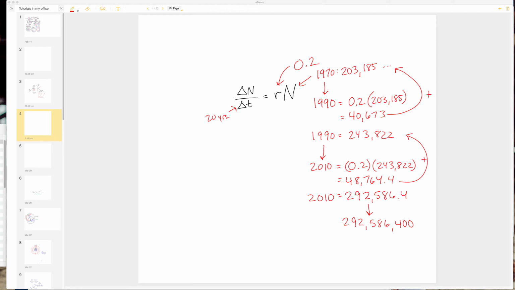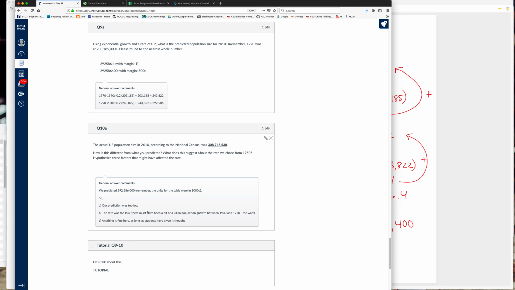But if you look at what was actually predicted, we'll pull it up here. The actual population size in 2010, according to the National Census, was 308 million. And we only had 292. Okay, so 308 million is what it actually ended up being. Whoops, 308 million. And so what we can see is that we were too low, right? We predicted a little too low.